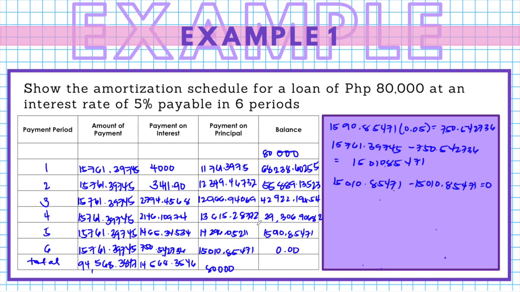Okay, now if I add the payment on principal, the sum would have to be the principal that the customer has loaned in the problem.